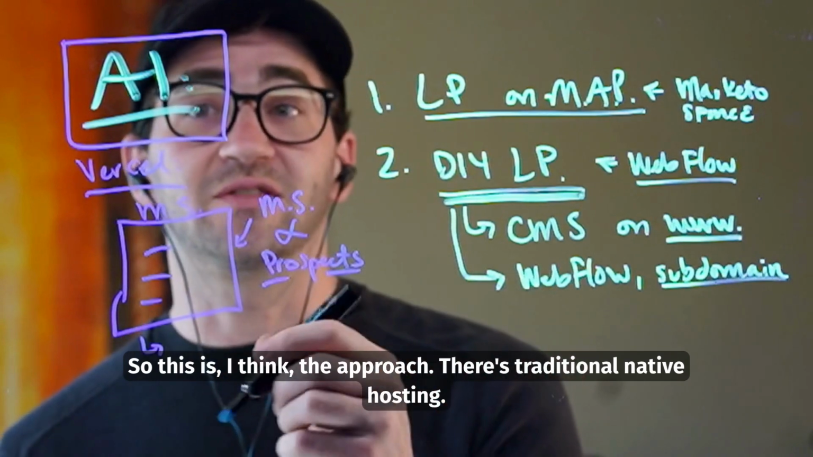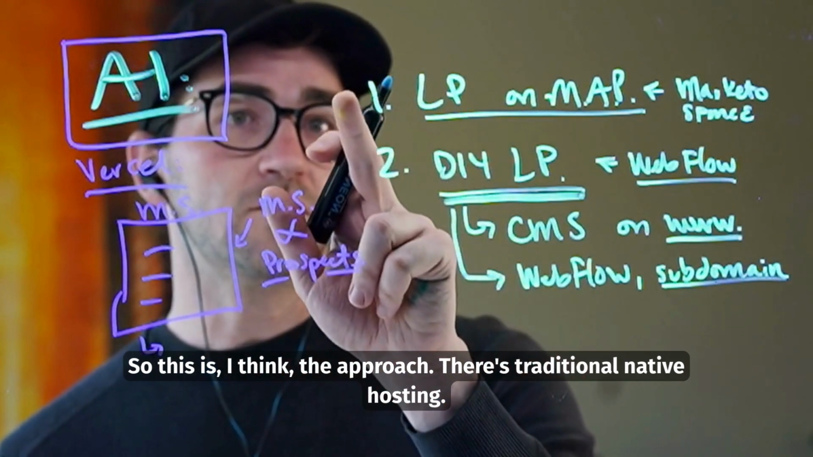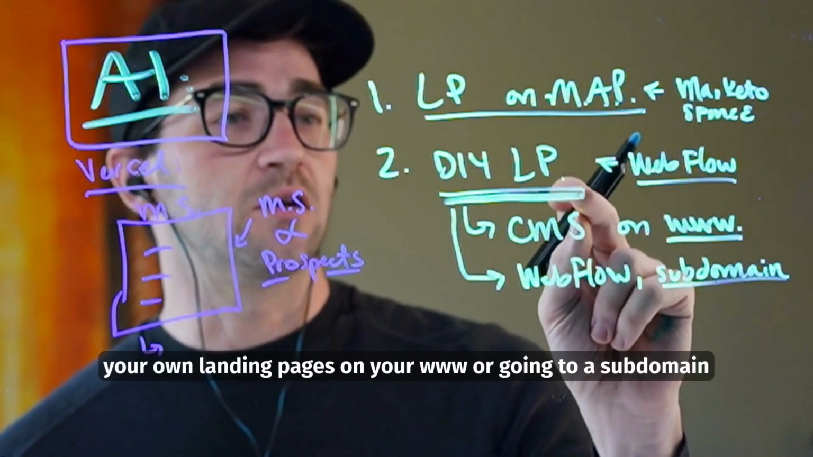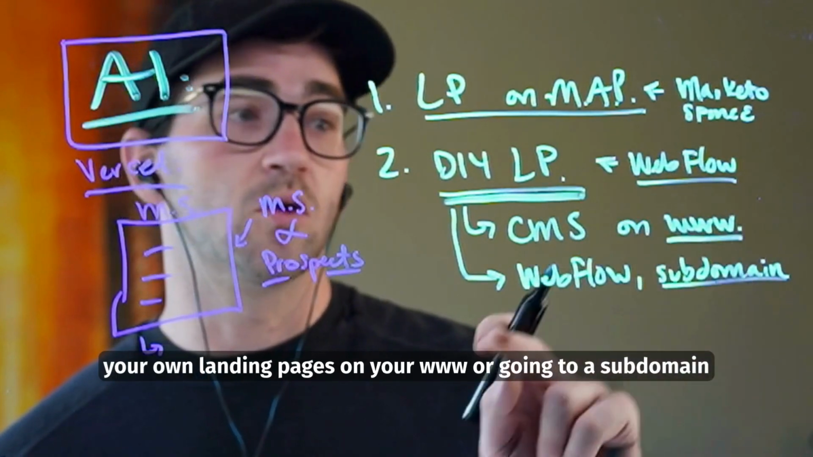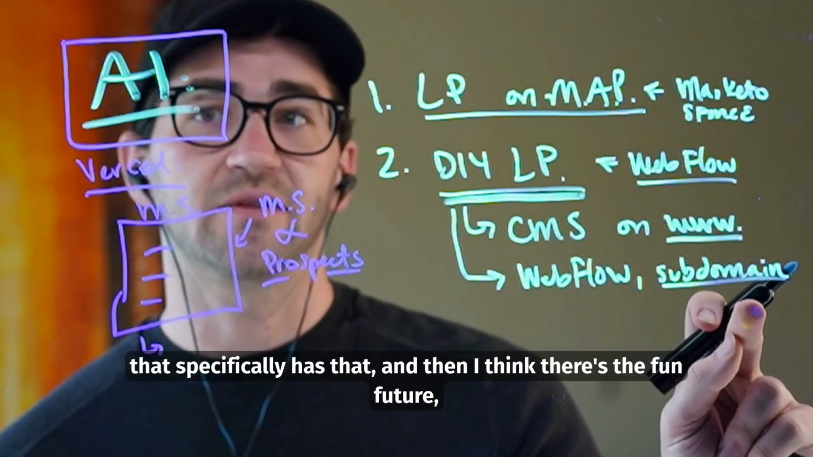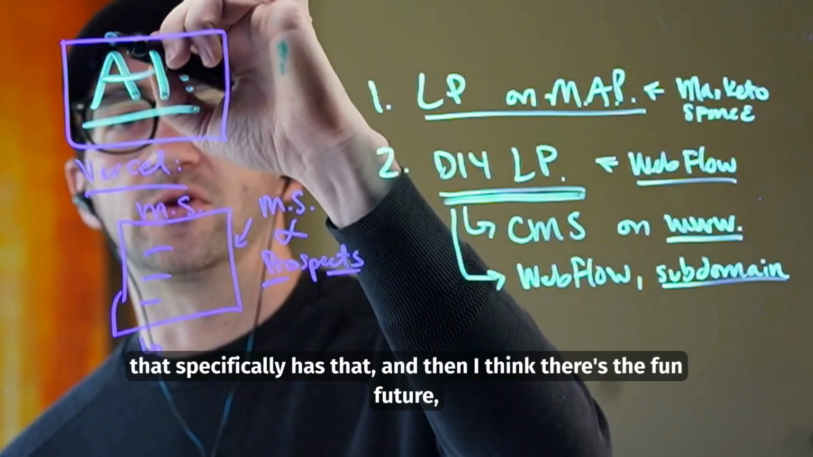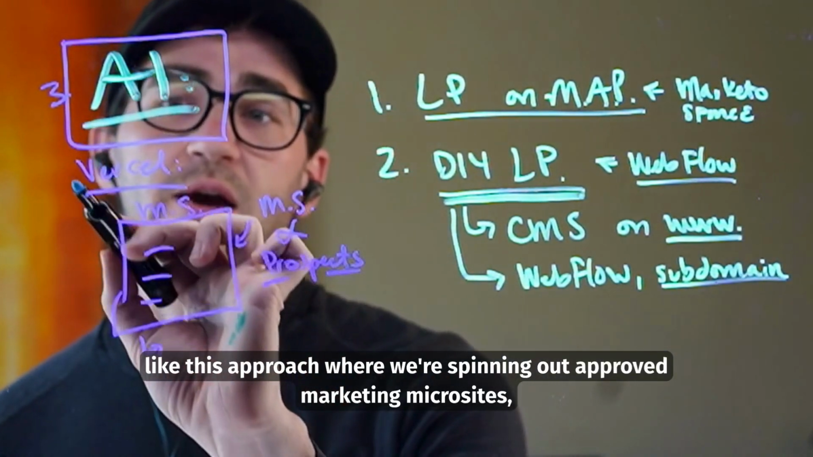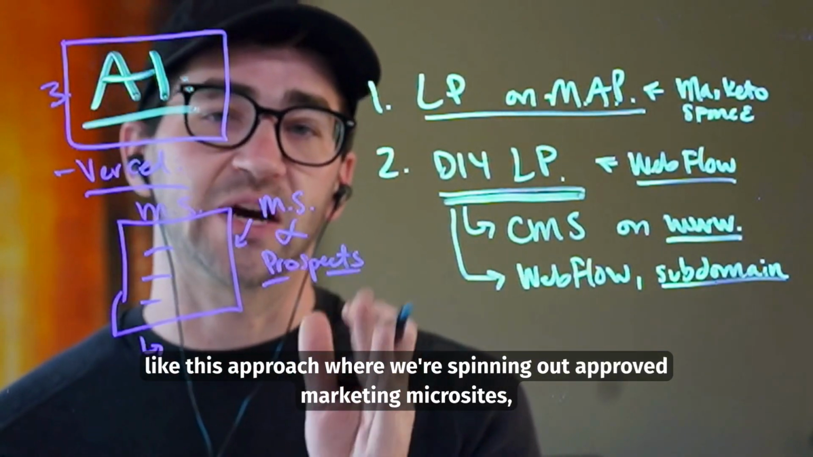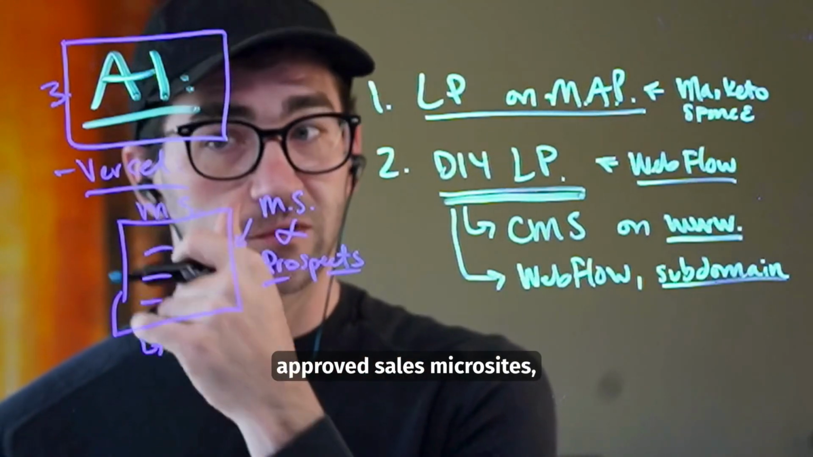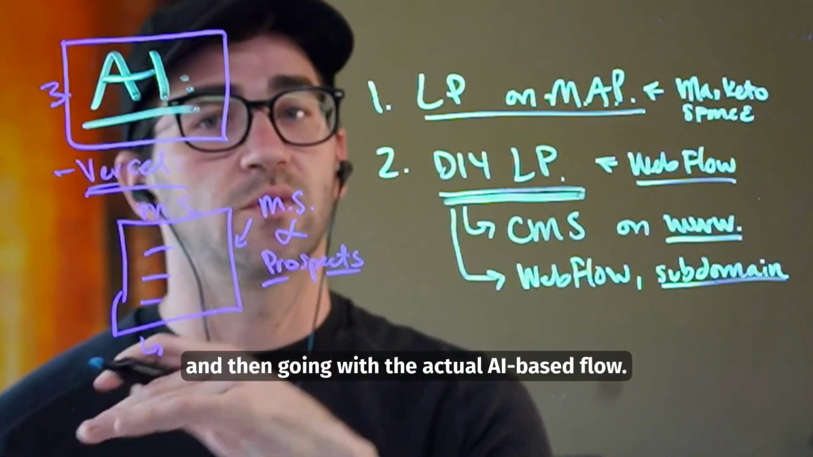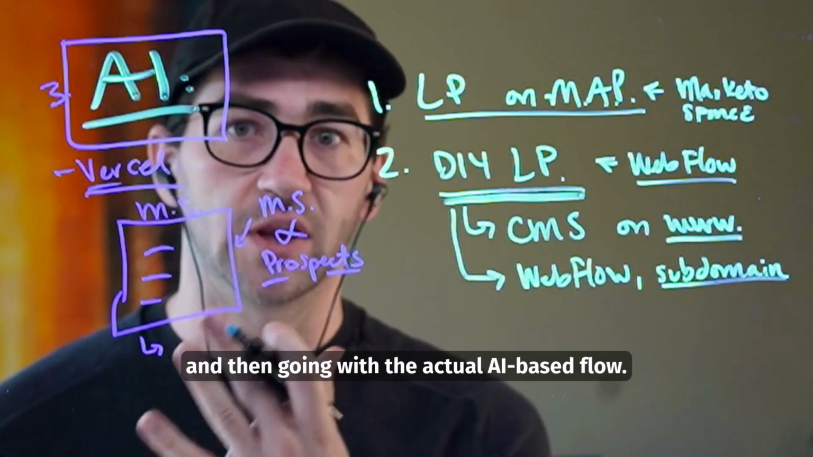So this is, I think, the approach. There's traditional native hosting. There's doing it yourself, making your own landing pages on your www, or going to a subdomain that specifically has that. And then I think there's the fun future. The fun future looks like this approach, where we're spinning out approved marketing microsites and approved sales microsites via a tool like Vercel or Netlify, and then going with the actual AI-based flow.